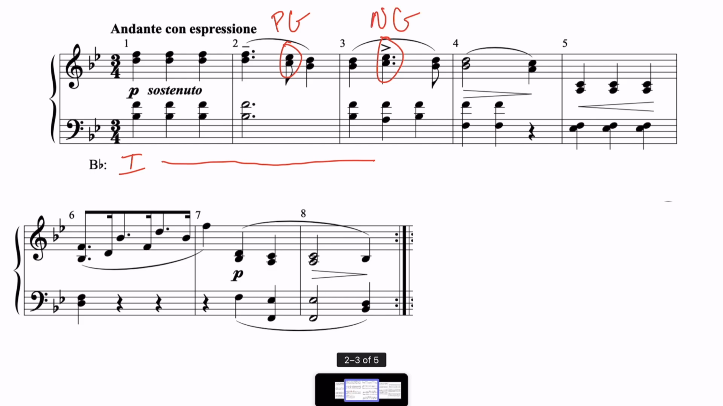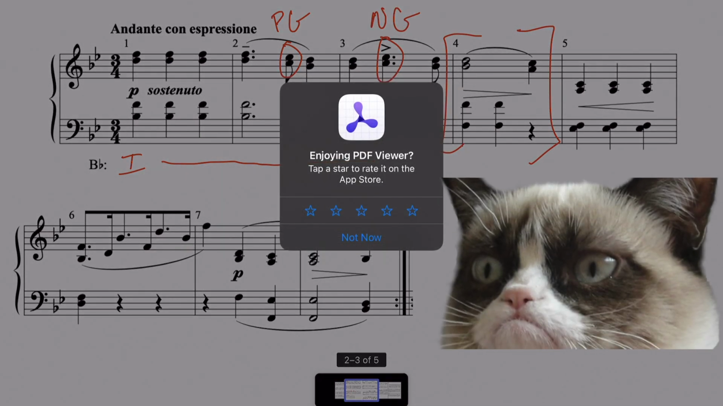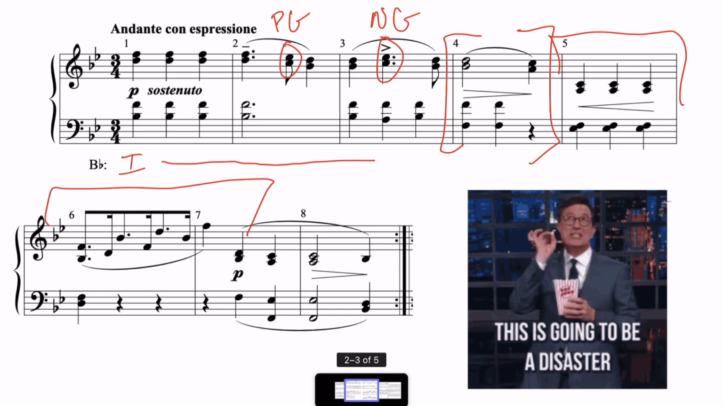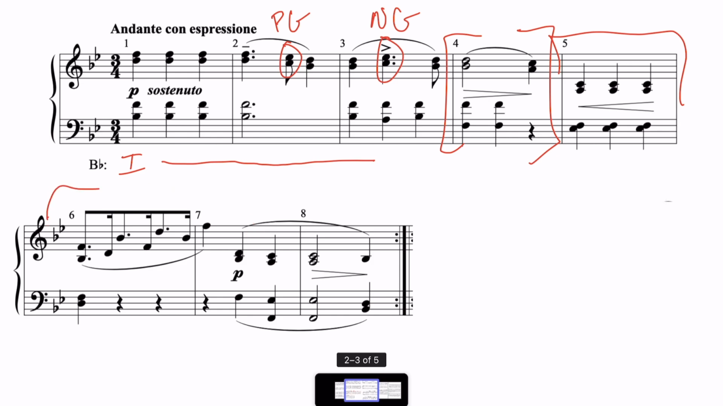Now you may be looking at this measure and going, pardonnez-moi. Hey! And you may be looking at this measure and going, pardon-moi. And you may be looking at this measure and going, oh dear. Anywho, since those are the nasty looking ones, skip them for the moment. F, B flat, B flat.